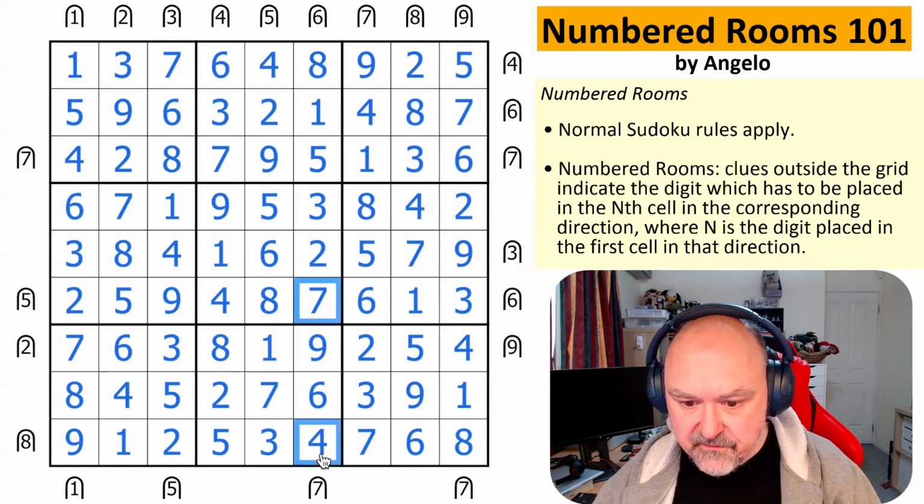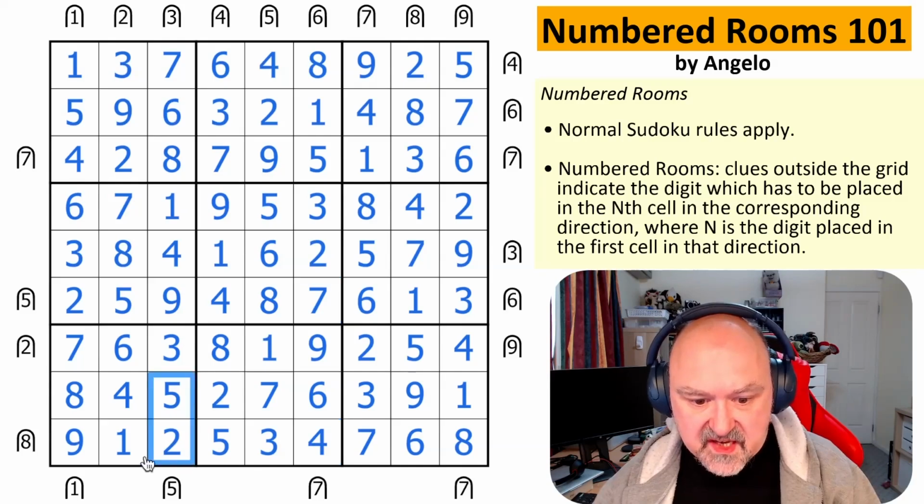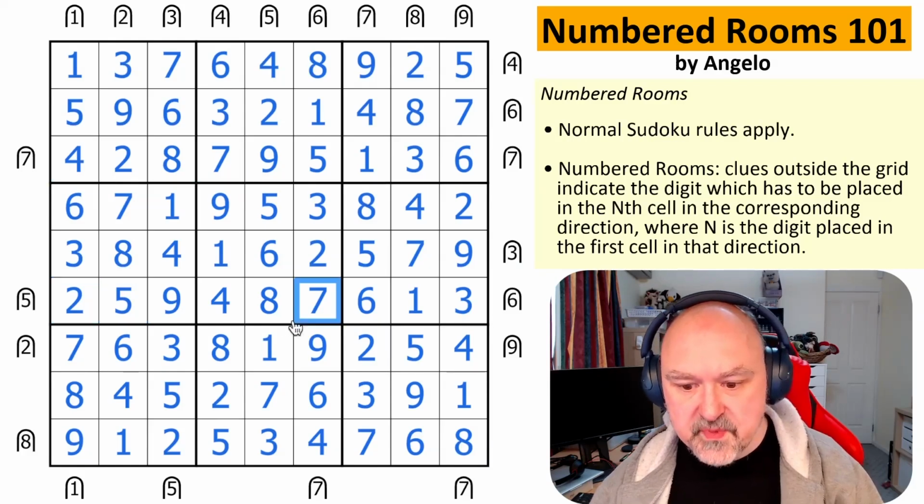We have 7 in the 4th position. We have 5 in the 2nd position. We have 1 in the 9th position. We have 8 in the 9th position. We have 2 in the 7th position. We have 5 in the 2nd position. And we have 7 in the 4th position.